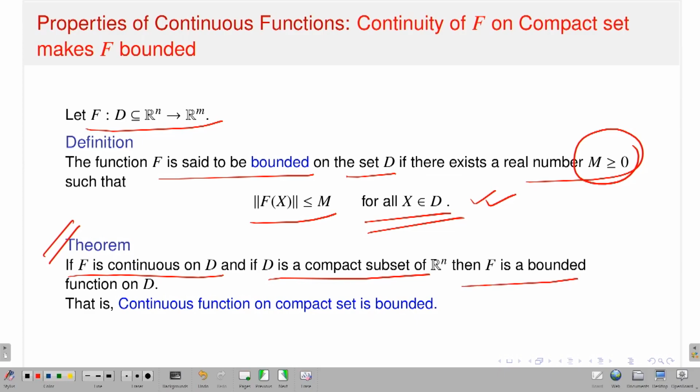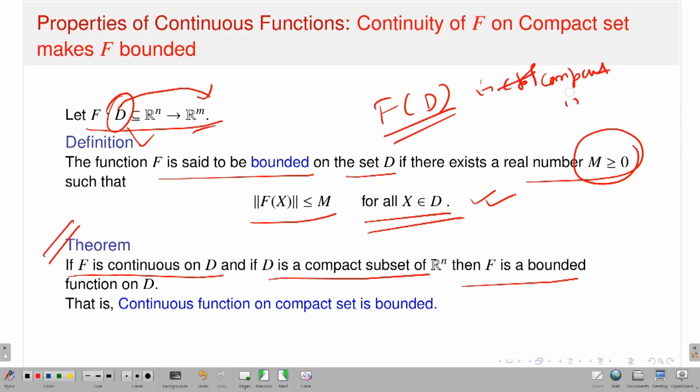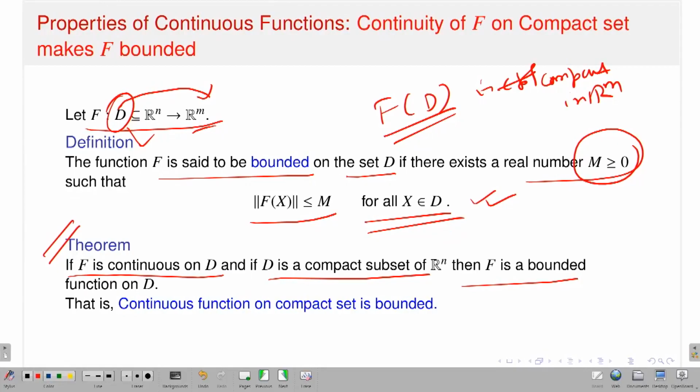So just now in my earlier theorem, I have observed that it maps compact sets to compact sets. So now I have a function f defined from D to Rm, and D is compact. Therefore f of D is also compact in Rm. But I already discussed in my earlier slides that a compact set in Rm is closed and bounded. So since f of D is compact, it is closed and bounded. Therefore the function is bounded. That's why it says a continuous function on a compact set is bounded.